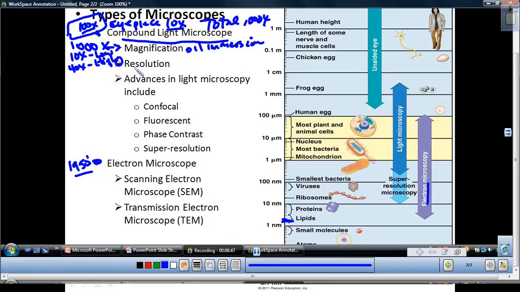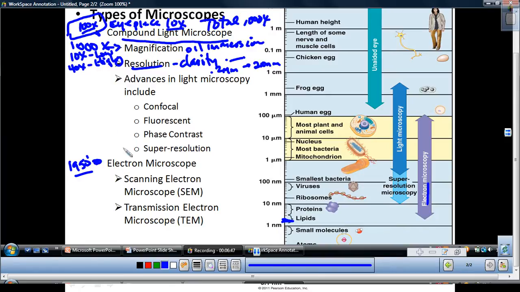Okay, the second aspect that you can look at with a microscope is the resolution. It's basically the clarity of the image. It's basically the minimum distance between 2 points that are separated and still being seen. That gives you the clarity. On our microscopes, they go pretty much from 0.2 micrometers, or 200 nanometers, is where we get on that.